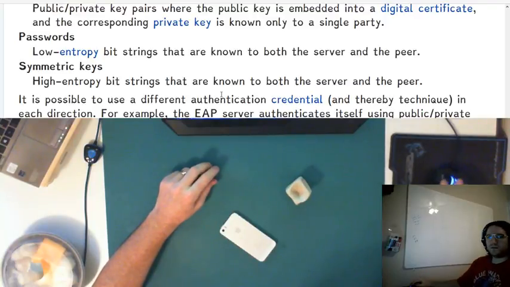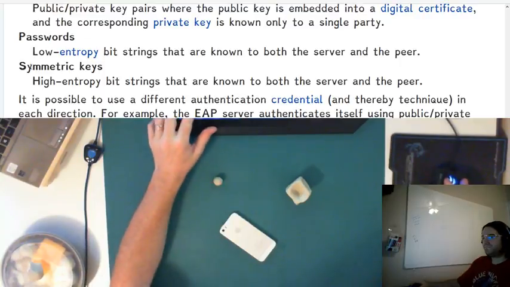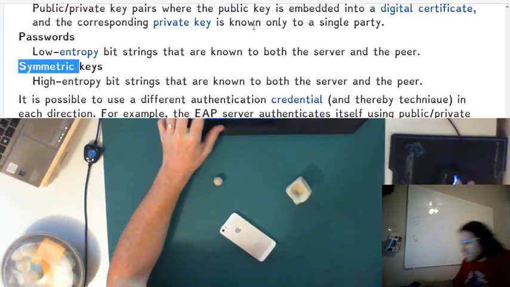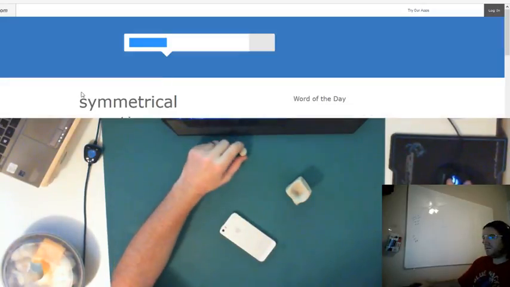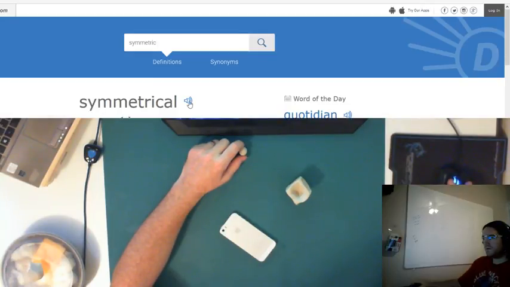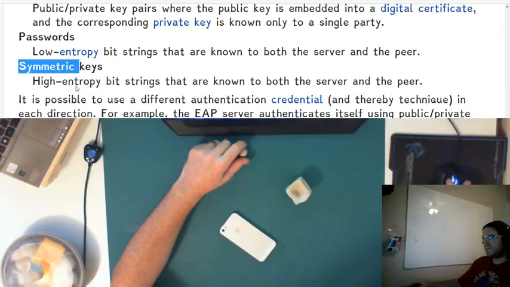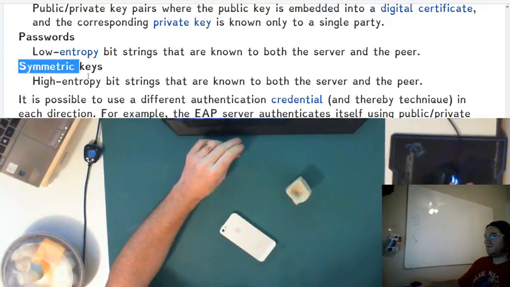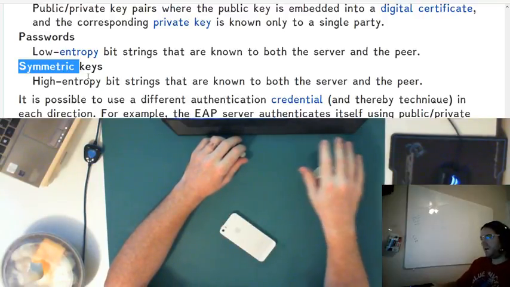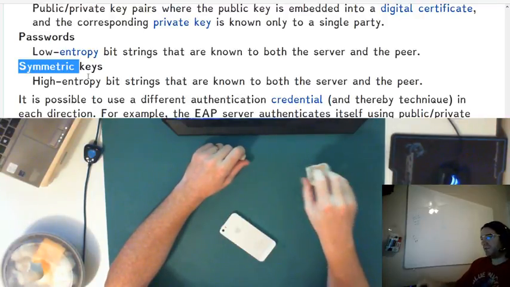Symmetric keys, which are high-entropy bit streams that are known to both server and peer.